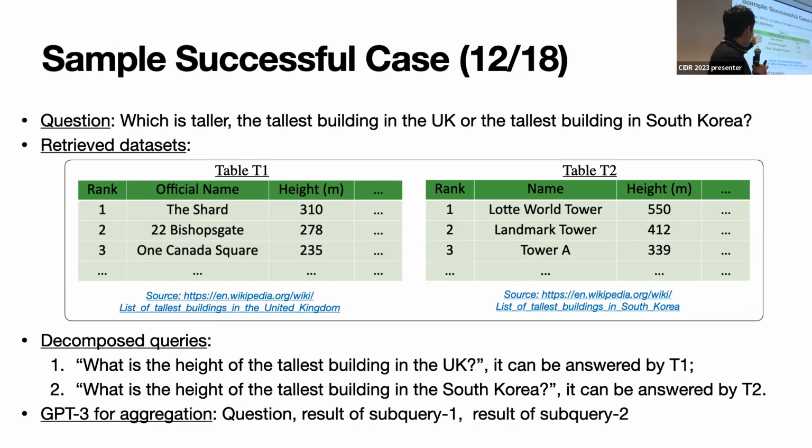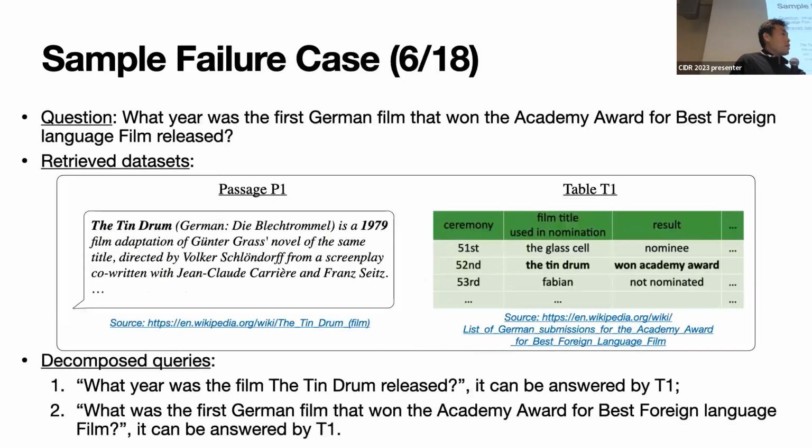The example query is: which is the tallest building, in the UK or in South Korea? The first query. By data retrieval, we can find 2 tables. One is about tall buildings in the UK, the other about tall buildings in South Korea. We can decompose the query into 2 queries. The first is the height of the tallest building in the UK, the second the tallest building in South Korea. We extract the heights of the buildings and compare them to answer the query. But we also have some failure cases.